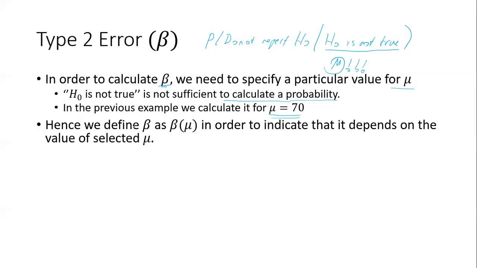Hence, in general, we define beta not only as beta, but as beta of mu, which indicates that it depends on the selected value of mu. So for example, if you just set mu equal to 69, then you will get another value of beta. Okay, you will get another beta.